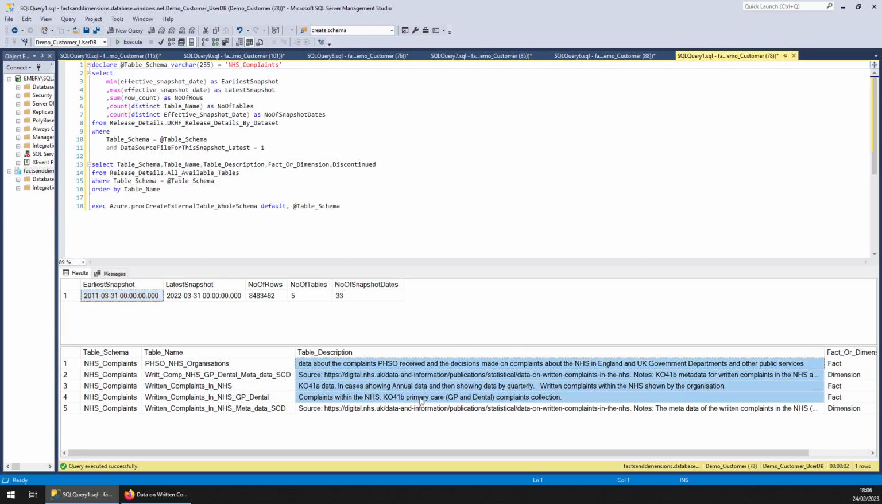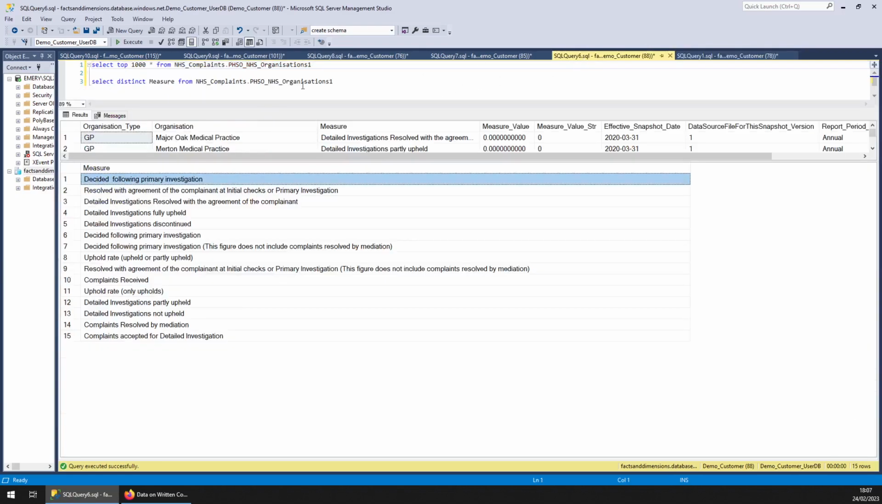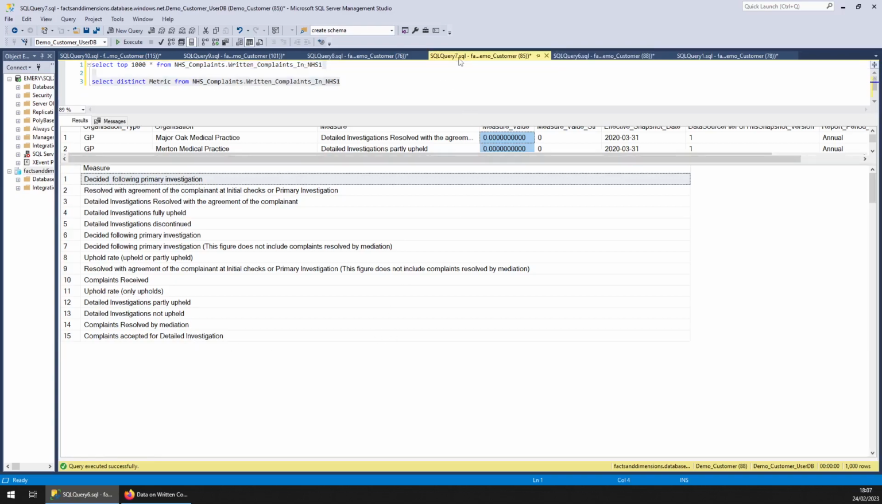These are the tables. You can see there's 3 fact tables and 2 dimension tables. So I've queried all of them for the demo. The PHSO NHS organisations. So you've got the data there, the measure values, and you can see all the measures there. So pause the video to have a look at that.